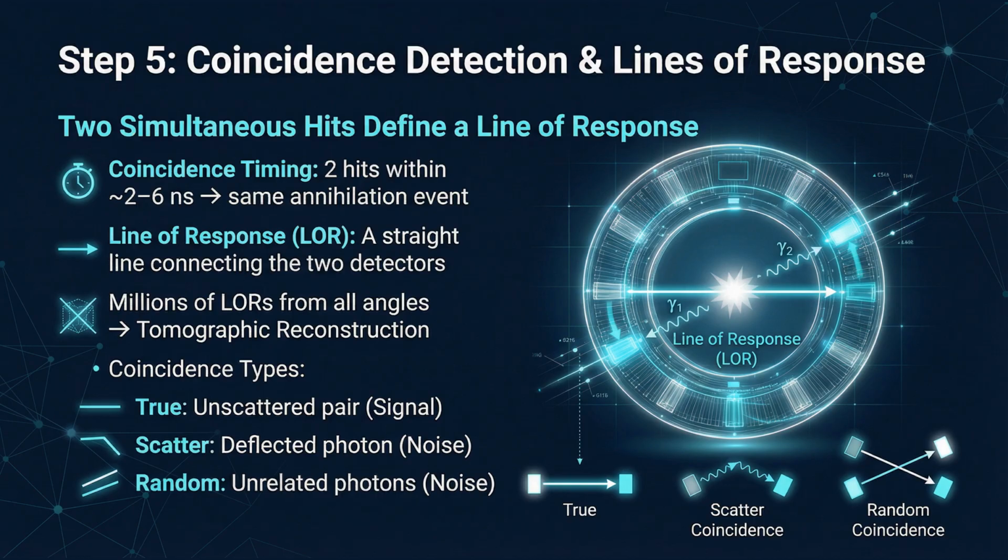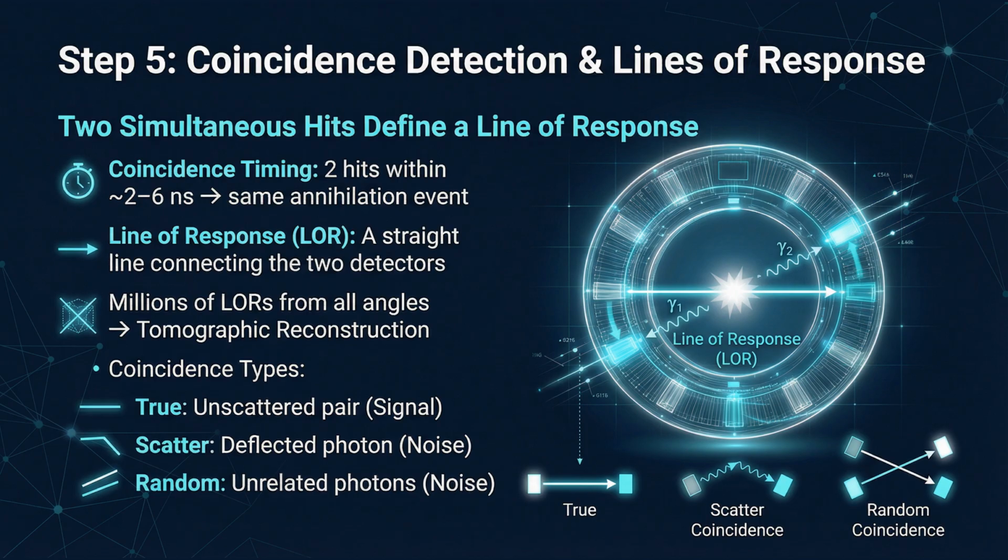Here's the signature trick: coincidence timing. PET doesn't aim like a camera, it uses timing. The system looks for 2 detector hits within a tiny coincidence window, typically a few nanoseconds. If they arrive together, we assume they came from the same annihilation and draw a line of response between the 2 detector elements. One event gives a line, not a point, but millions of lines from many angles let reconstruction algorithms solve an inverse problem and estimate the 3D tracer distribution.